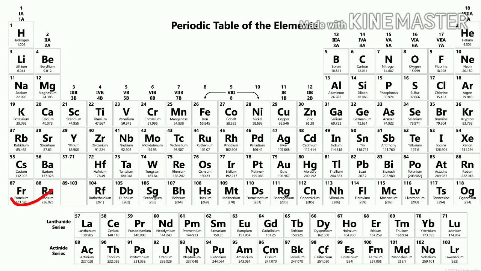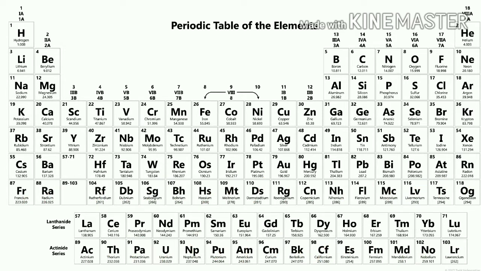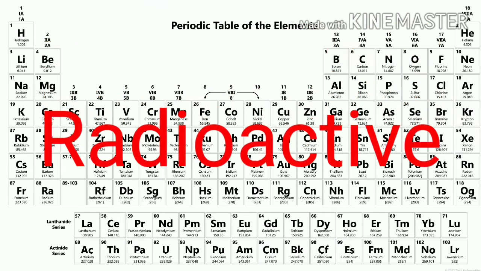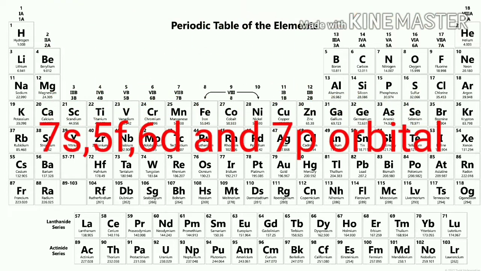Now I will discuss about the seventh period. This period starts from Fr, that is francium, to Og. The elements present in this period are radioactive. From francium to uranium, the elements are naturally occurring and the remaining elements are artificially prepared. This period involves the filling of electron in 7s, 5f, 6d and 7p orbital.